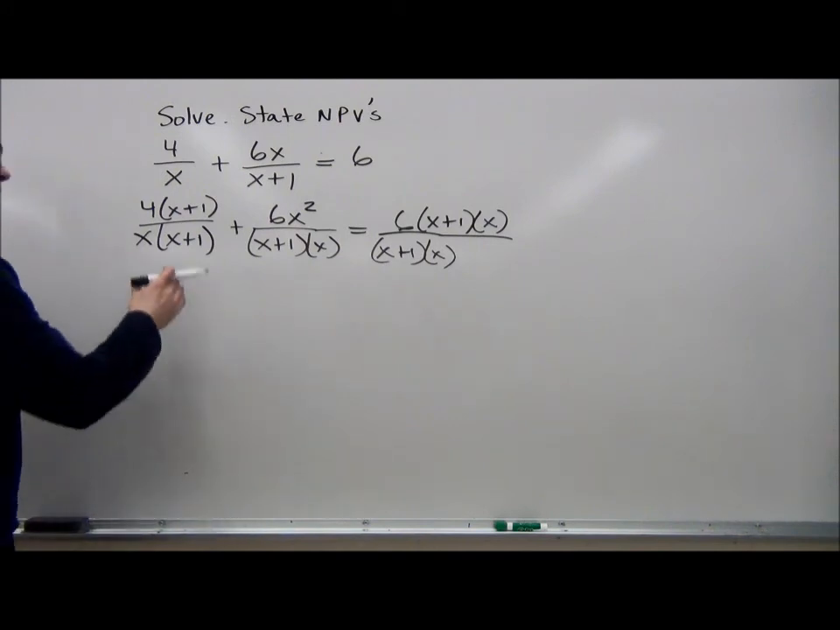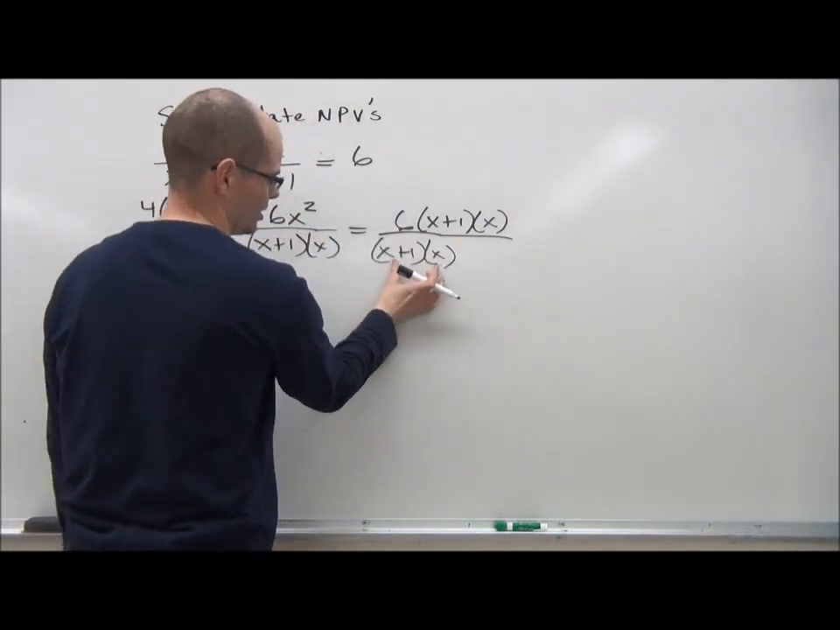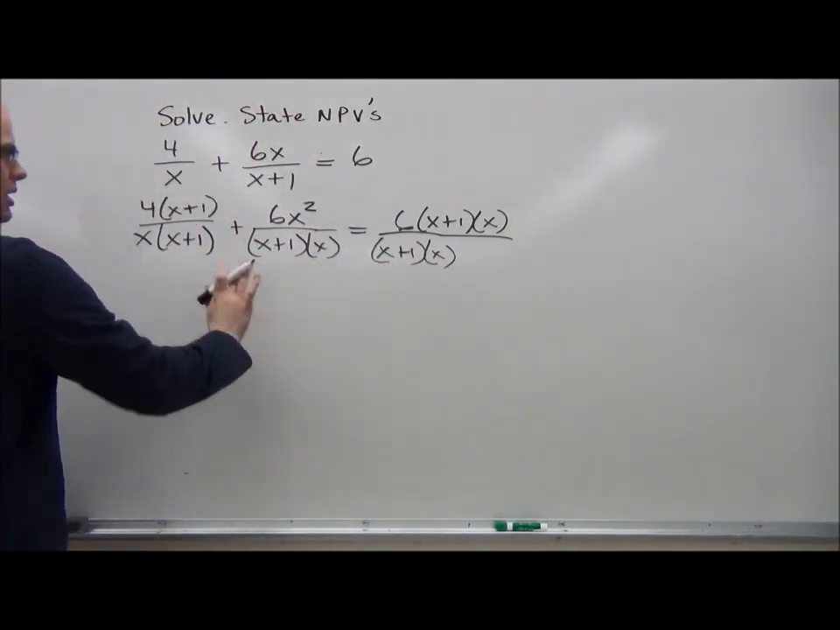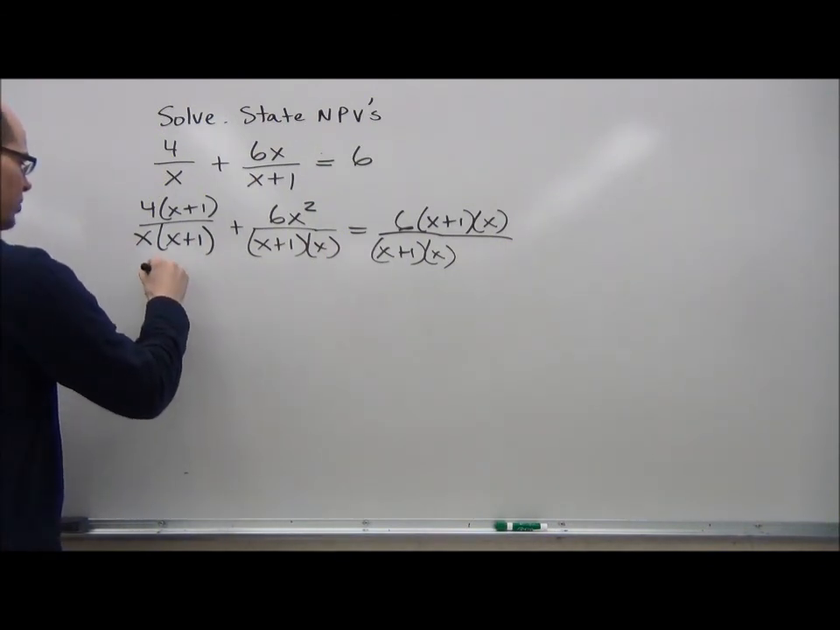Now what's nice here now, as I said, you could multiply both sides of the equation by this, which would in essence just eliminate it. So then you'd be left with this.